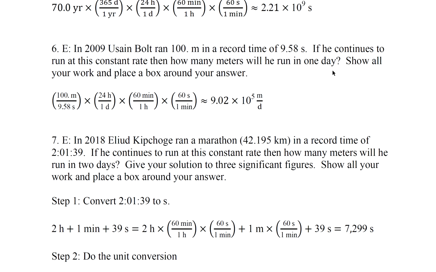Now we're asking how long would he run in a day. So we're going to multiply that by 24 hours in a day, because 24 hours in 1 day are equal to each other. Times 60 minutes over an hour times 60 seconds over a minute. You see, everything cancels except for meters per day. So he's going to run about 9.02 times 10 to the 5 meters in a day.